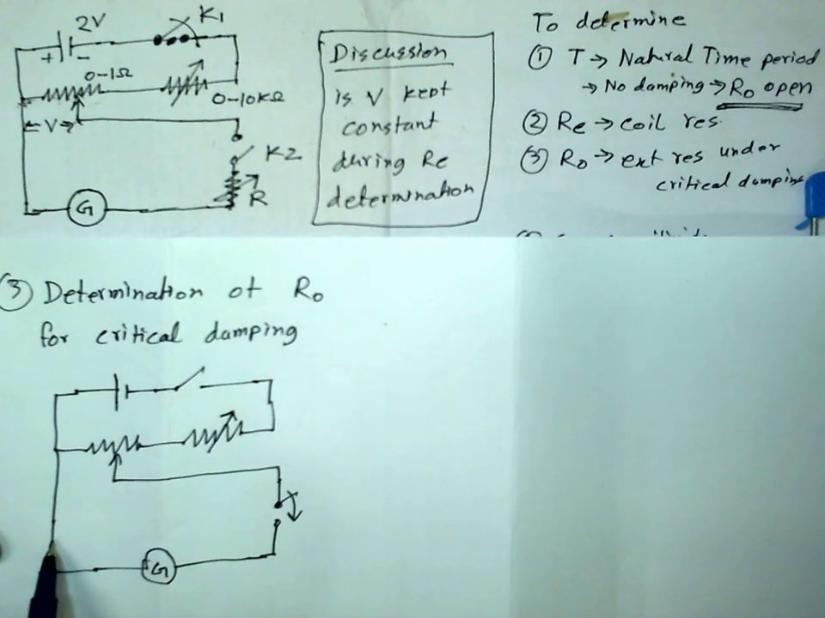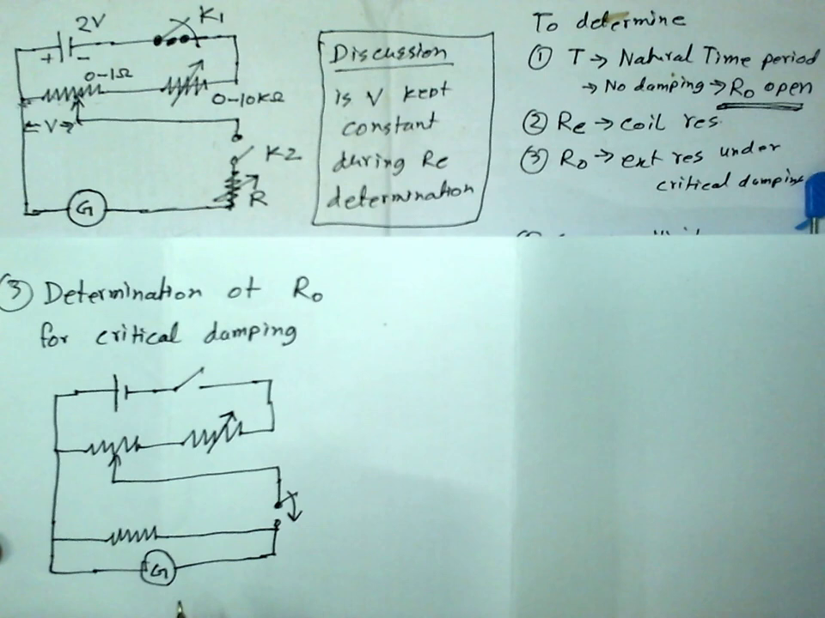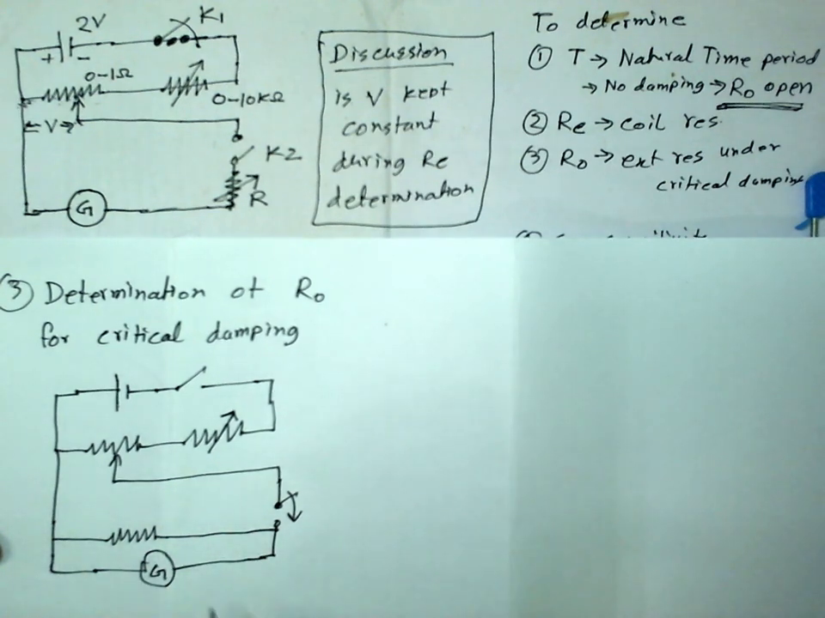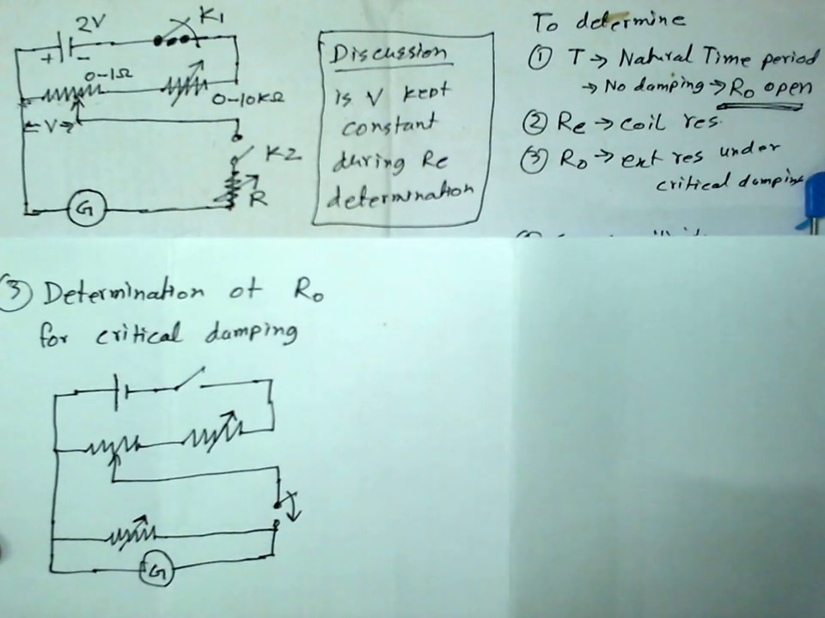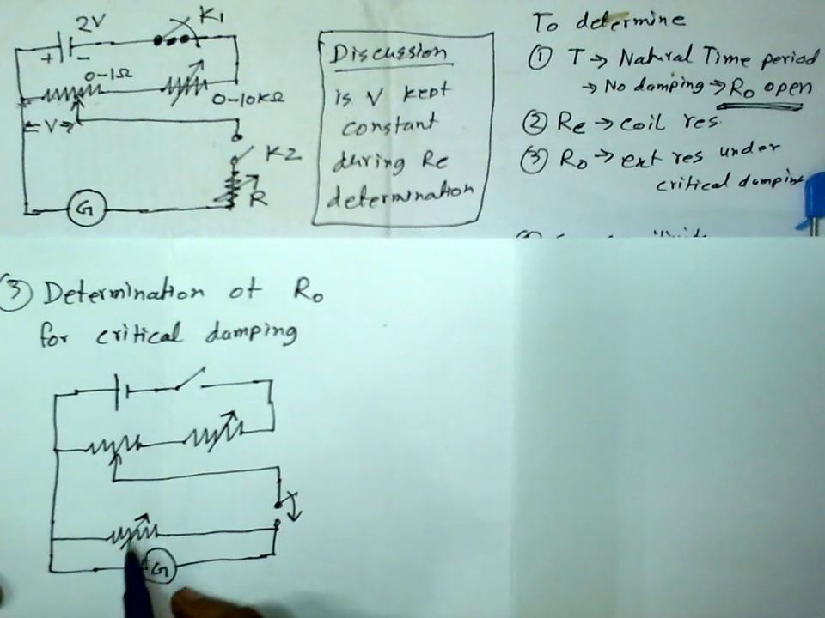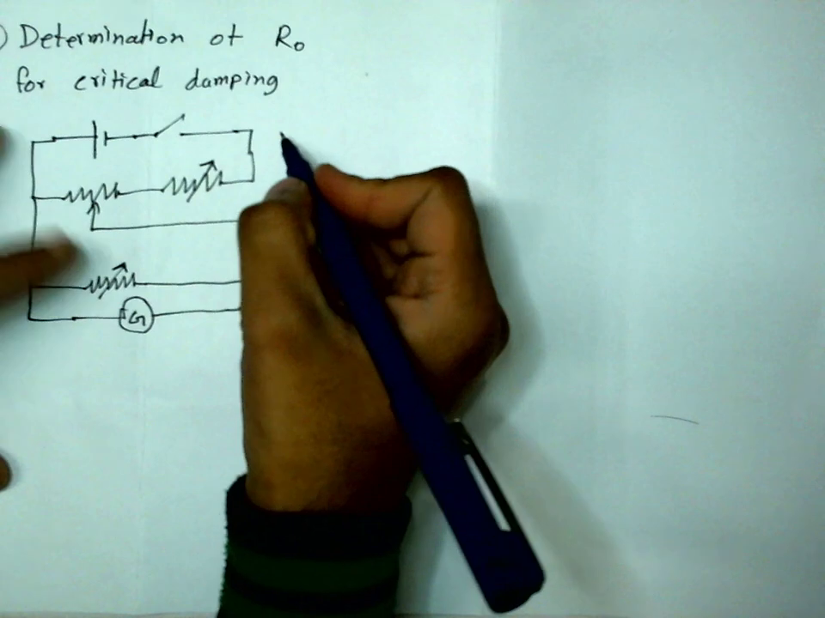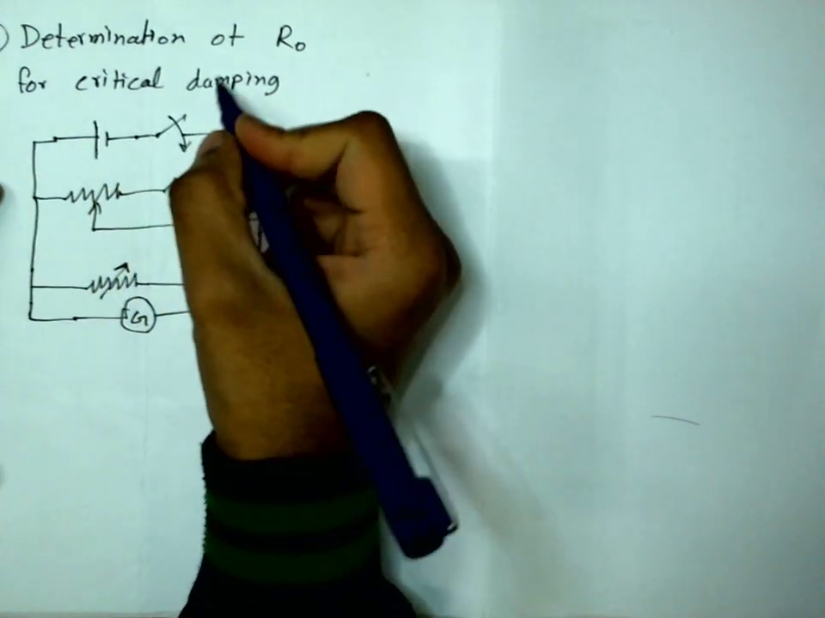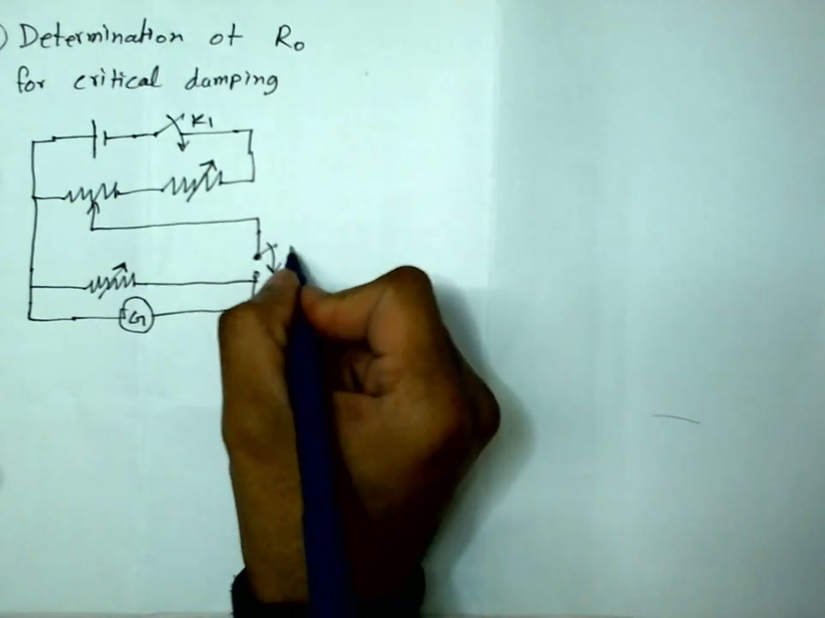Now the modification that I will do is this: I will put a variable resistance here. Here it looks like parallel, or it's actually in series. Wait. So there will be a resistance. Now let's see what happens. Let this be K1, always closed. This is K2.